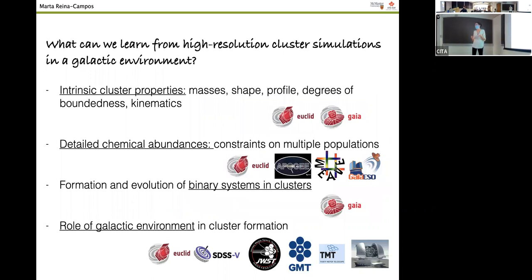So what can we learn from these type of simulations? Well, we can still look at intrinsic cluster properties. We can still look at detailed chemical abundances. It's a bit challenging, but we can still look at how binary systems form in these type of environments. And we can look at what's the role of the galactic environment. So for example, what's the role of galactic mergers in influencing how stellar clusters form?